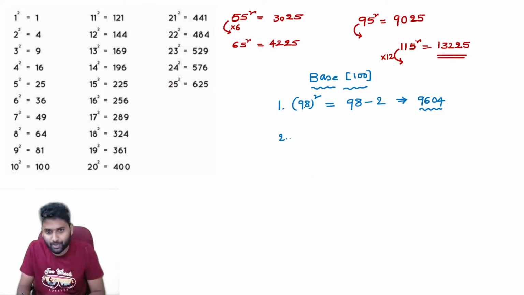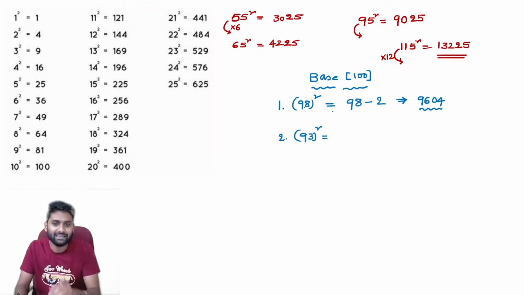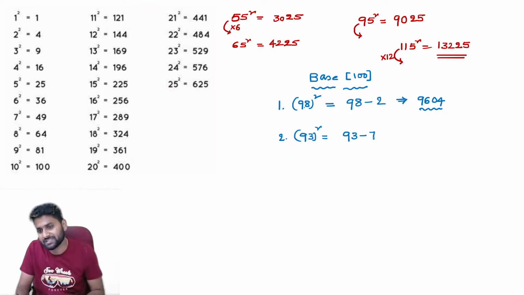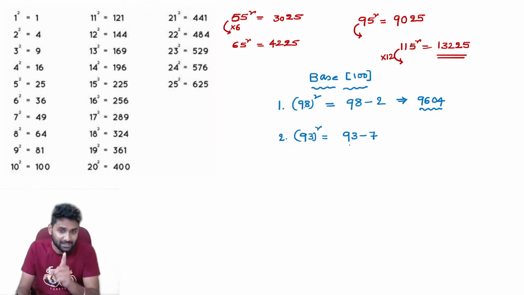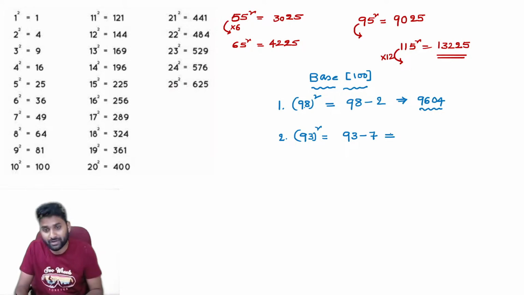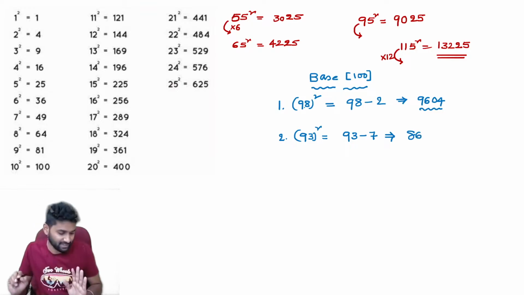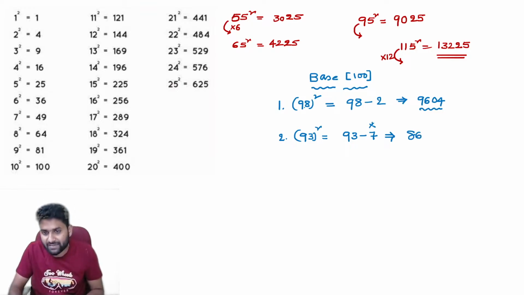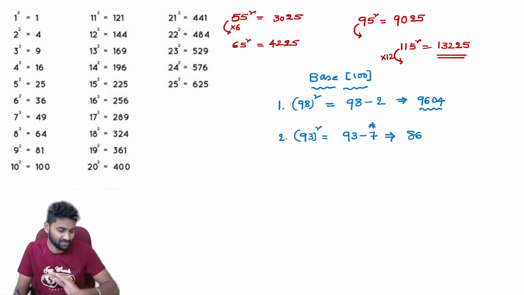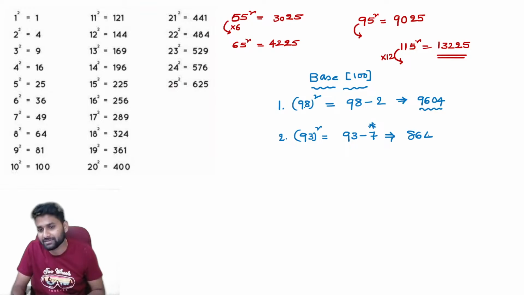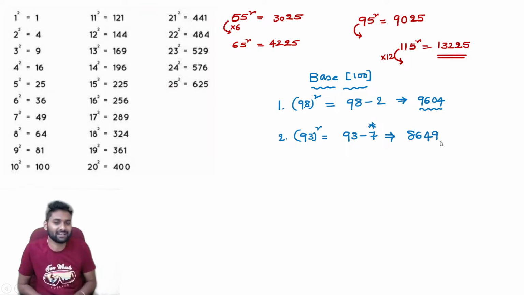Don't worry, I will help you out with another example. 93 square. You know that 93 is less than 100 by 7 units. Those 7 units you have to subtract from 93. Step number 1: 93 minus 7 is equal to 86. Now, how much are we subtracting? 7 units. Consider the square of that number. Square of 7 is 49. So here the answer is 8649.